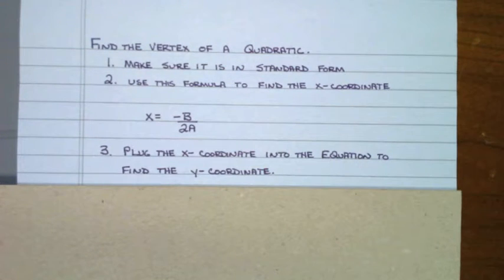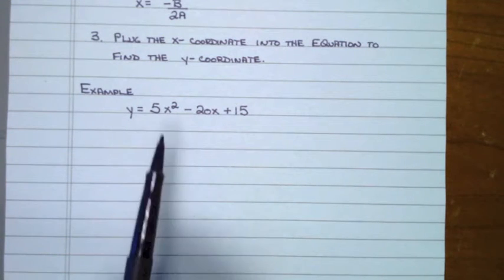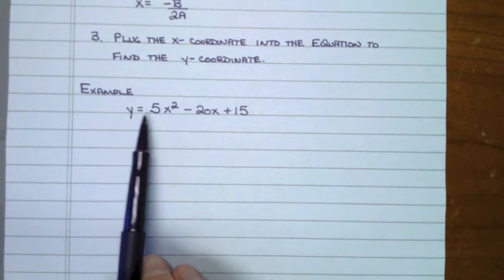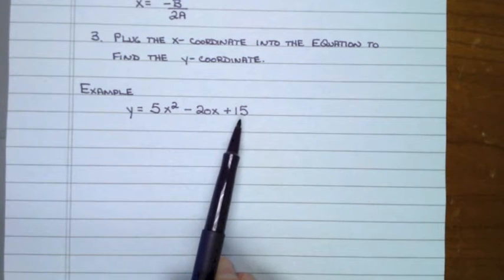So let's work an example. Example number 1. I need to make sure this is in standard form where it says y is equal to some number in front of x squared, some number in front of x, and a constant on the end.